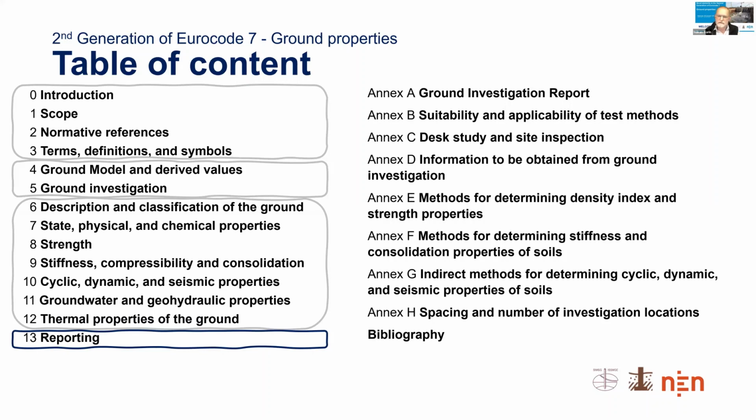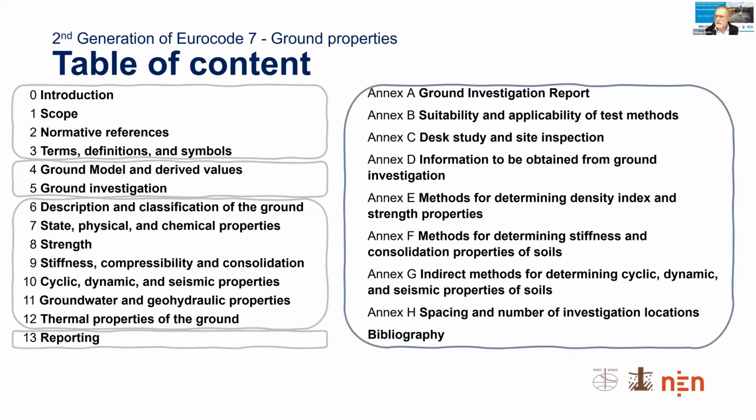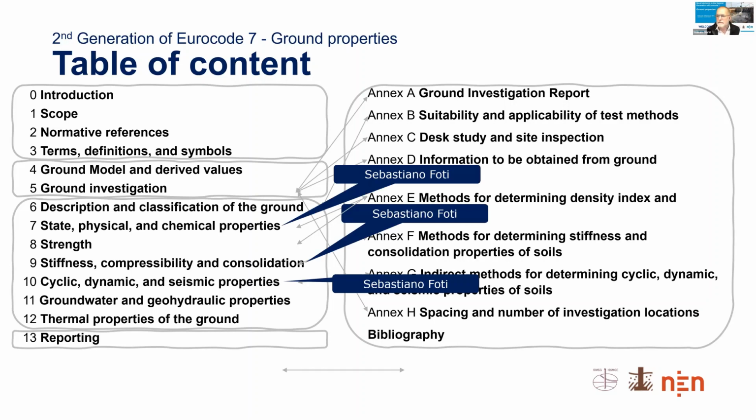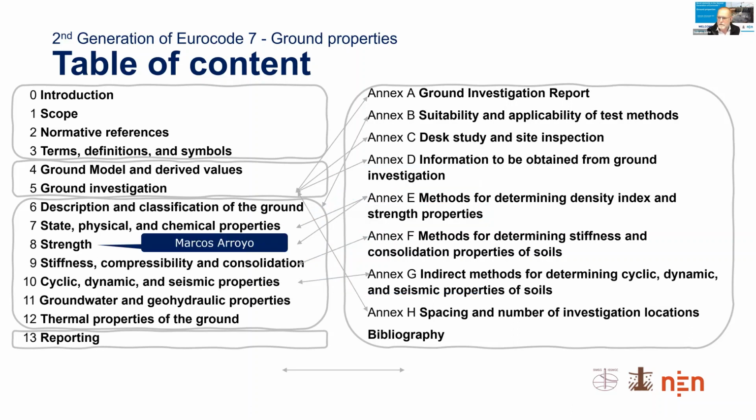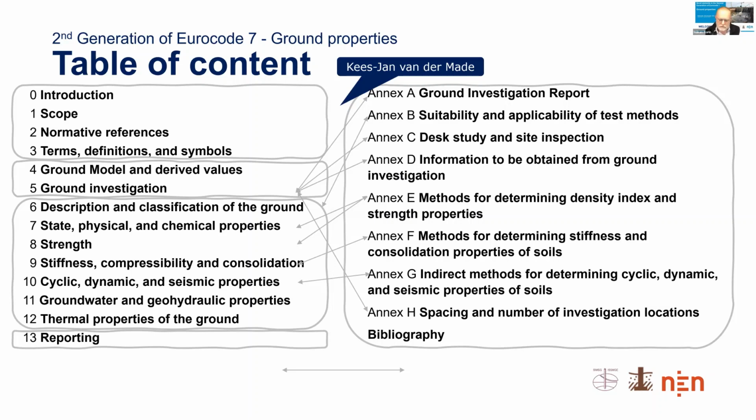Together with this, this covers about 2/3 of the number of pages. 1/3 of the number of pages are all the annexes, Annex A up to Annex H. These annexes are related to different parts of the main text, and they should be read together with them. They are informative annexes, highly recommended, but still informative annexes. After my presentation, Sebastian Fortier will talk about these 3 sections. Marcus Arroyo will talk about section 8, strength. And Christian van der Made will talk about an example of the total in the whole.